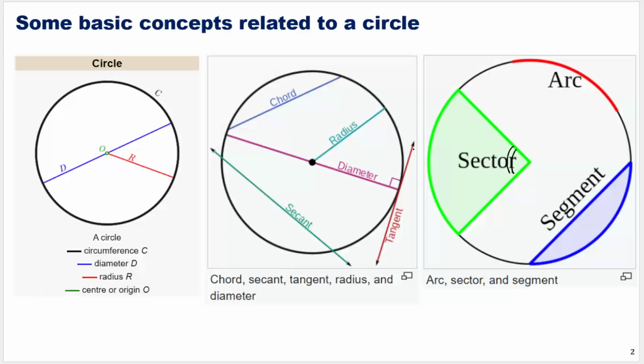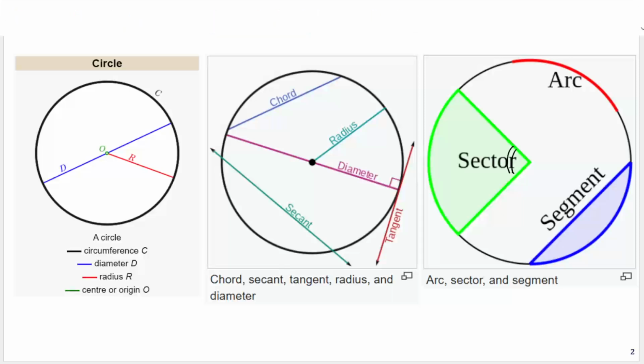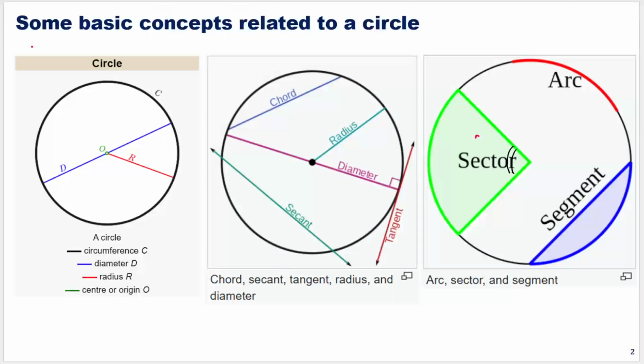This angle here is called a central angle. Or if you see this arc here, then this angle here is also a central angle. A central angle of a circle is an angle with the center of the circle as its vertex. Of course, sometimes we use a central angle to help us to measure the length of an arc.